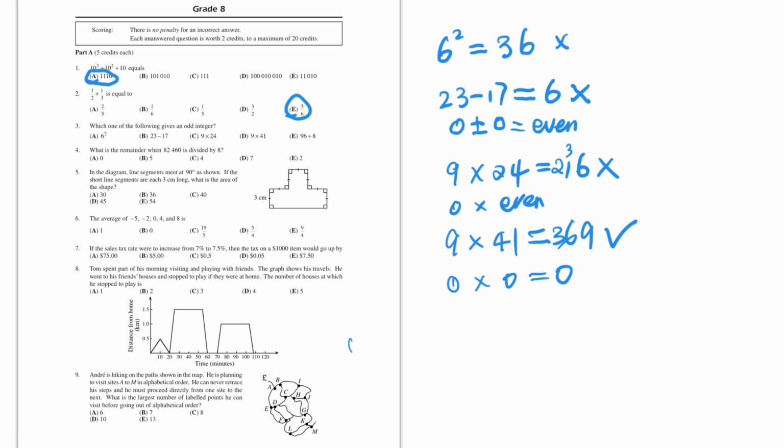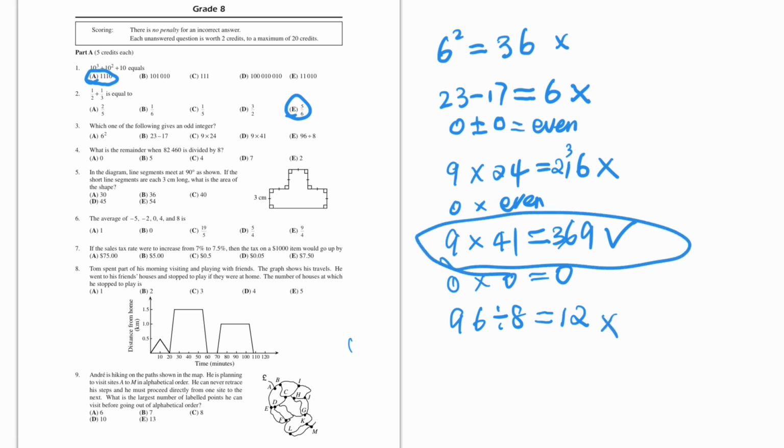The last one, 96 divided by 8. Even divided by even may be odd. So we calculate that, and the answer is 12. So this is not odd. Only the odd number is 9 times 41. Therefore, the answer is choice D.